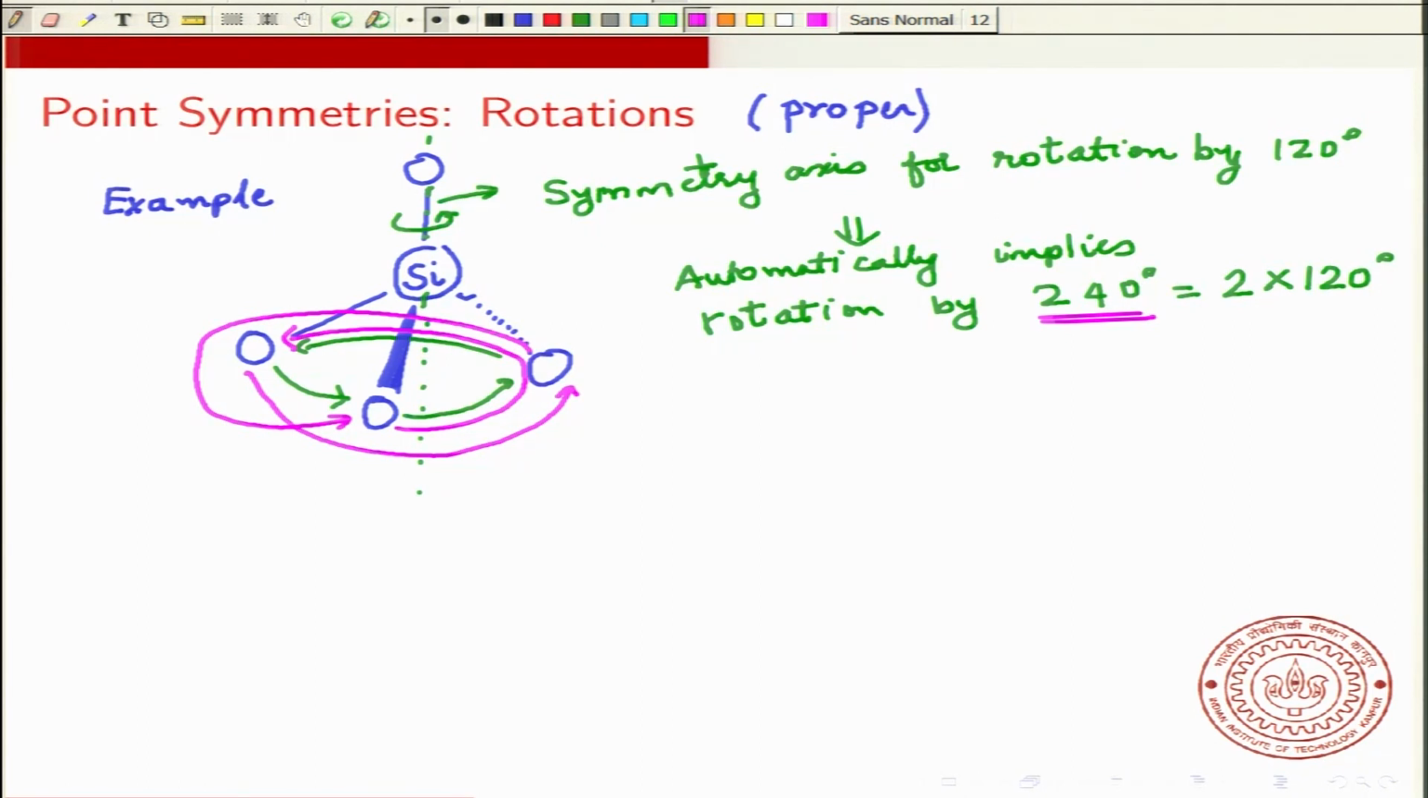That is what happens when you rotate by 240 degrees, and if you do it 3 times, 120 times 3 equals 360. What this says is that if you do this rotation operation 3 times, you get back the original structure, with no change from the original structure. So this axis is called a threefold axis of rotation.